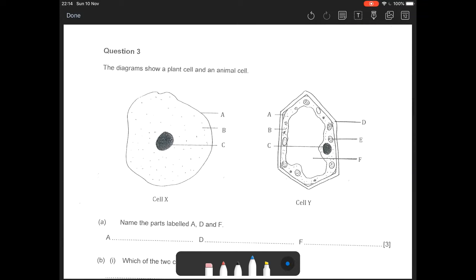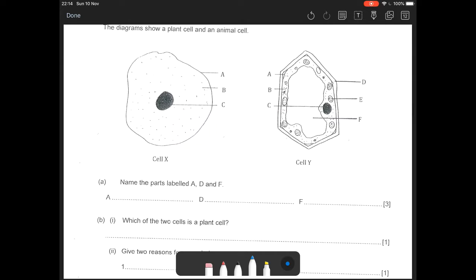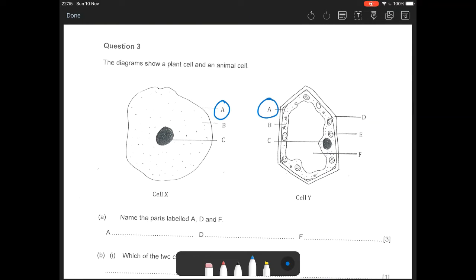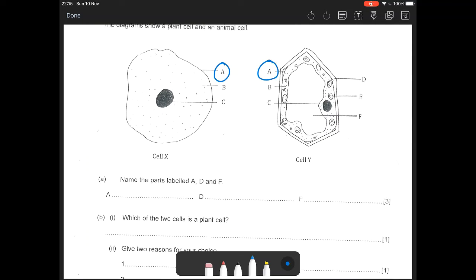Moving on to question 3, the diagram shows a plant cell and an animal cell. Label the parts A, D, and F. So what we find is A is in both the animal and plant cells. We don't know which is which at this moment. It doesn't tell us. We can find out pretty quickly. We can see straight away that cell X is an animal cell and cell Y is our plant cell. It's a question later on.